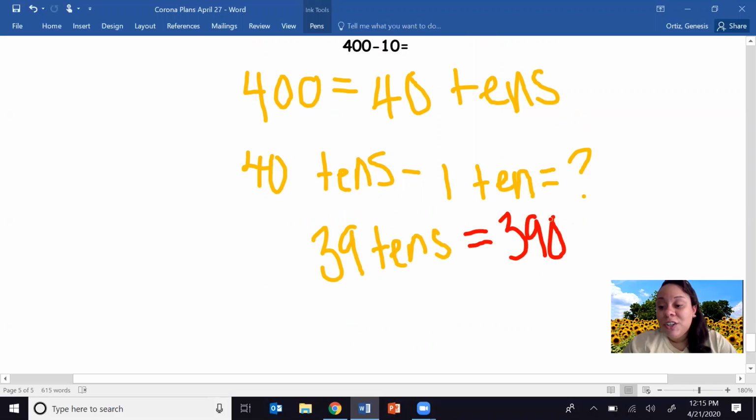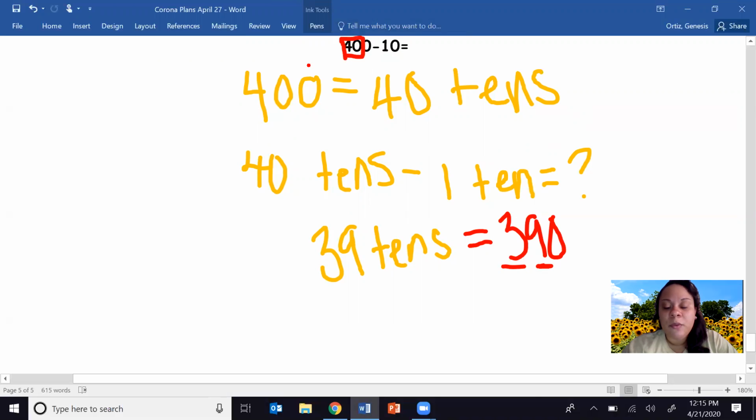So I want you to notice something here. Your hundreds and your tens place changed, right? Your 400 went to 300. Your no tens, your 0 tens turned into 9 tens. Okay, so just remember, when you have a problem like this where it's 400 minus 10, it could be 300 minus 10. It could be 500 minus 10. Remember, this is the main rule you need to remember. Your hundreds and tens will change, okay?